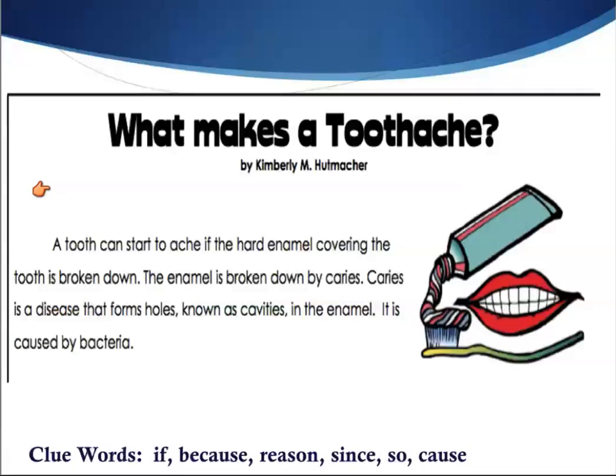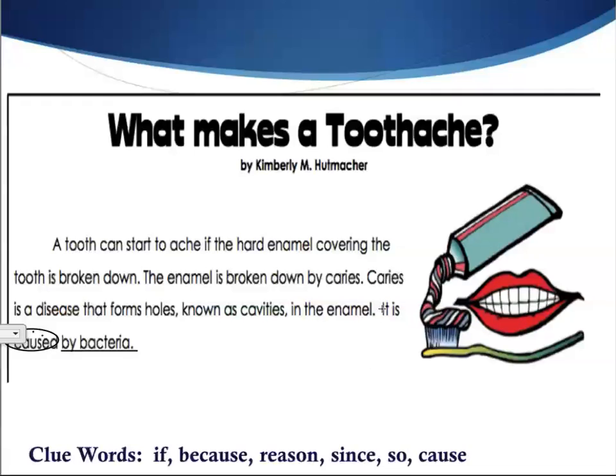You might have seen this word, caused. It has a D on the end, but it's a form of cause. So we know that the cause comes right after that word. So bacteria will be our cause. And what does bacteria cause?